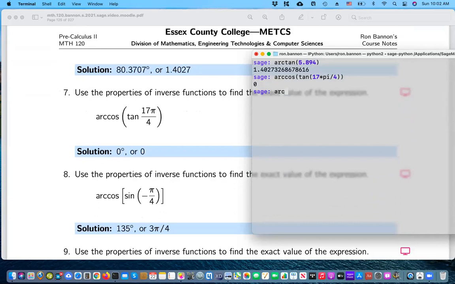Oops. Sine of minus pi divided by 4. And let's see what you have in there. Let's see, arc cosine of minus 1/2. I wonder why it didn't do it. I'm going to look at it again. Minus pi over 4 sine.